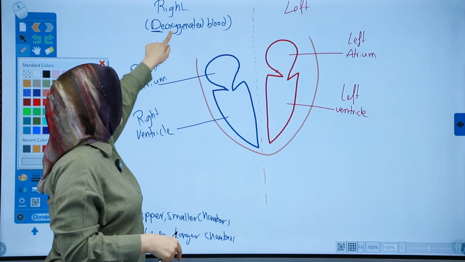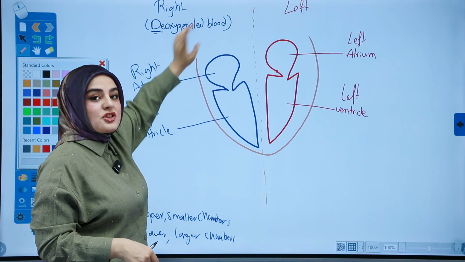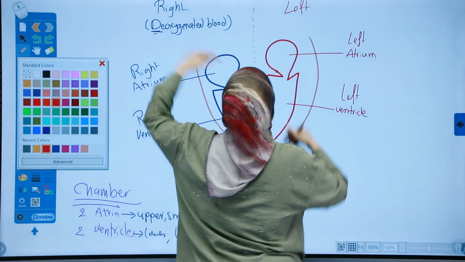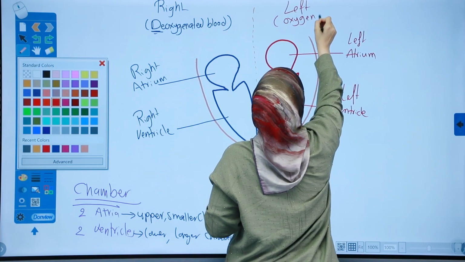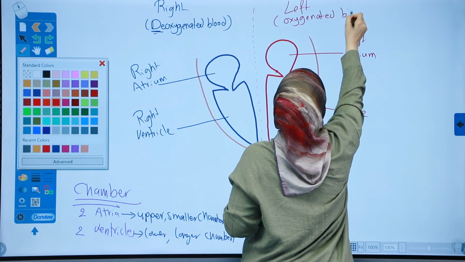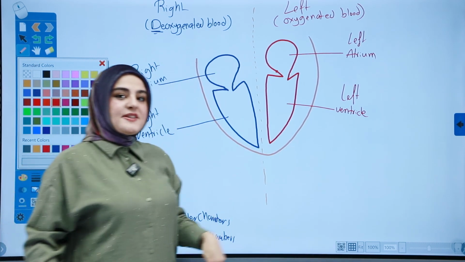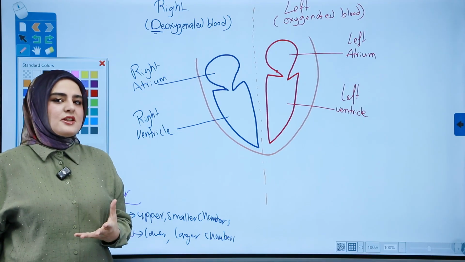Deoxy, D, just like active, deactive, okay, like that. It's a negative form. Oxy means oxygen, so less oxygenated blood. And then on the other side, we're going to remove the D. It becomes oxygenated blood. That's it. So the left side has oxygenated blood while the right side has deoxygenated blood.